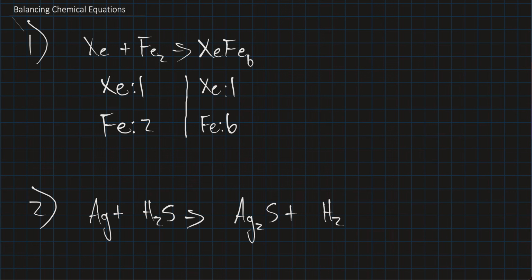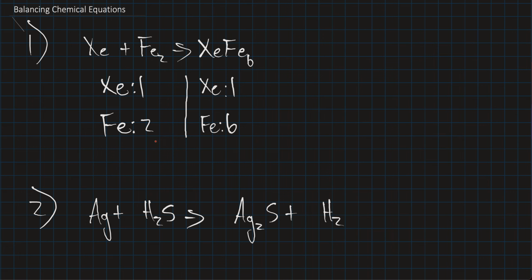So how can we balance these out? We know that xenon is balanced right now, right? It has 1 on each side, so we have a balanced xenon. However, for iron, that's not the case. Sorry, I keep getting confused between fluorine and iron. Rookie mistake. For iron, we know that those two values are not balanced.